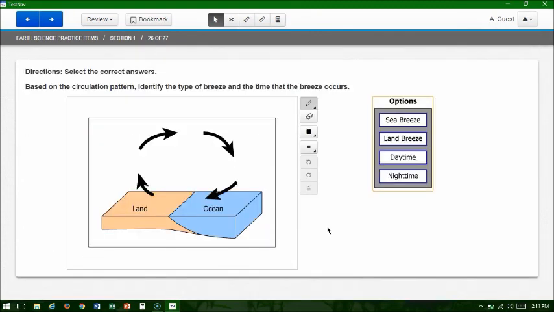Number 26. Based on the circulation pattern, identify the type of breeze and the time that the breeze occurs. Well, this is a sea breeze, and this occurs during the day. So how can we tell from this diagram? Well, during the day, the land heats up more quickly than the water does. So warm air rises over the land and then circulates and moves toward the ocean. This is a sea breeze during the day. At night, everything changes direction. So if this were at night, then warm air would be rising over the water and returning to the land. That's called a land breeze. But this is happening during the day. So land heats up more quickly during the day. Warm air rises over the land and moves toward the ocean. This is a sea breeze.